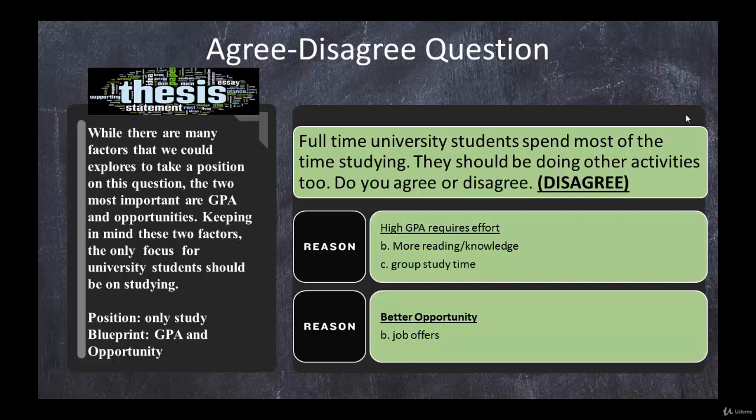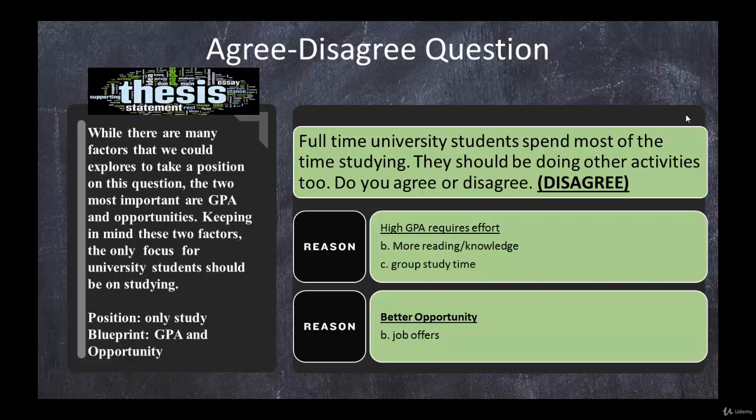While there are many factors that we could explore to take a position on this question, the two most important are GPA and opportunities. Keeping in mind these two factors, the only focus for university students should be on studying, right? So when you look at this, you see my position, which is only study, and you see my blueprint, which is GPA and also the opportunities, right?